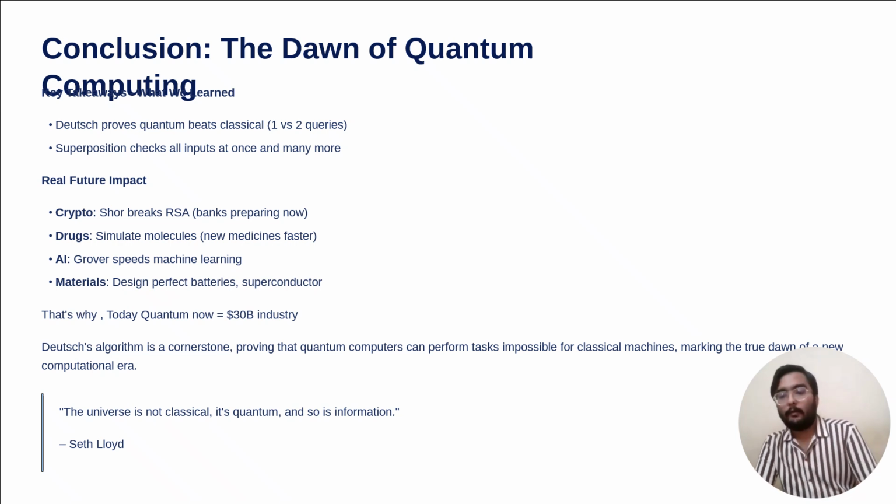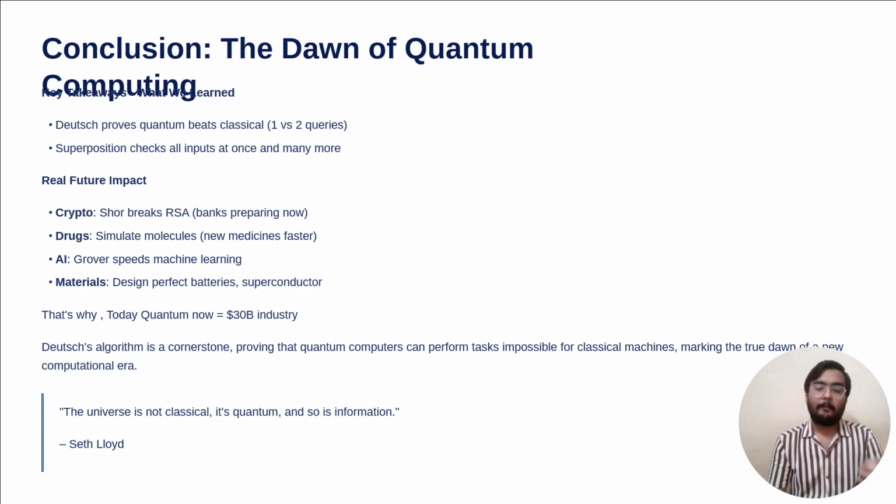Now I conclude my presentation with the conclusion: the dawn of quantum computing. In this talk, we started with the limits of classical computation, where bits are only 0 and 1 and problems must be checked step by step. Then we introduced quantum ideas like qubit, superposition, and interference, which let us process many possibilities at the same time. Using these ideas, we solved Deutsch's problem, deciding whether a simple black box function is constant or balanced.